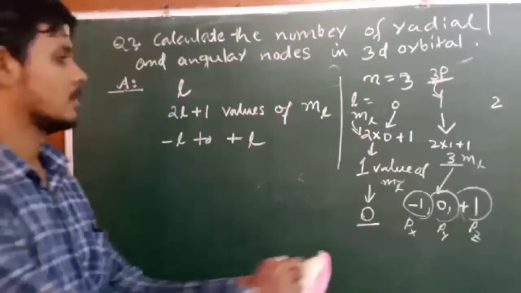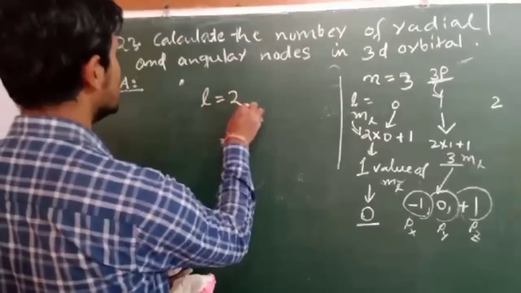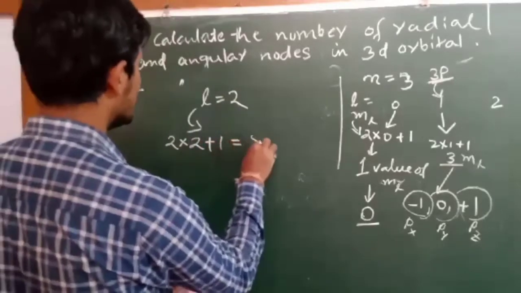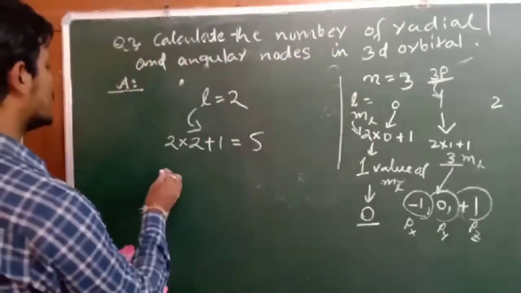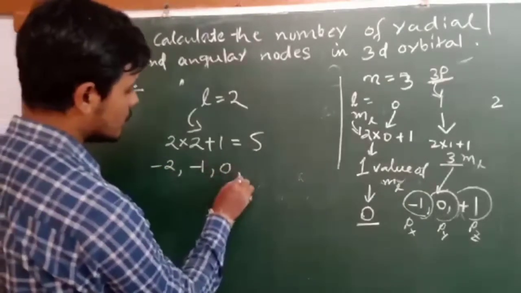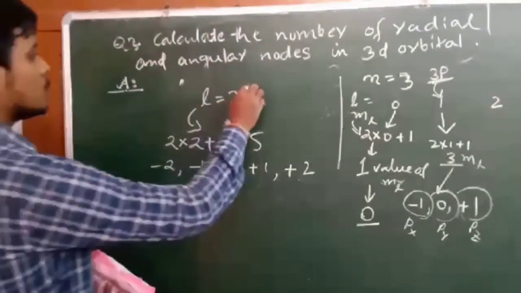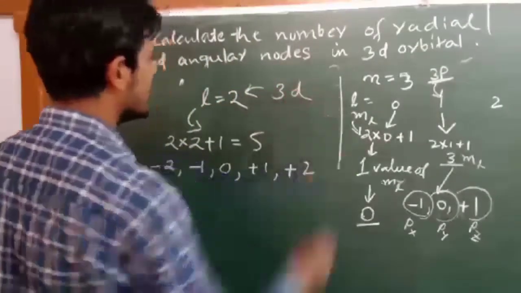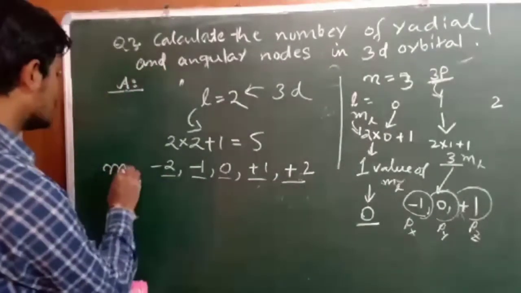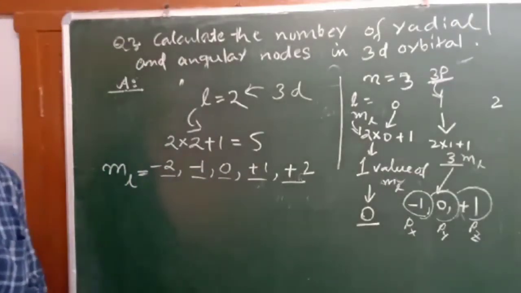Now, again, if we take L equals 2, then there will be 2 into 2 plus 1 equals 5 values of ML that will range from minus L to plus L. That means minus 2, minus 1, 0, plus 1, plus 2. So when we take L equals 2 or the 3D subshell, there will be 5 values of ML. Each value of ML will correspond to one orbital.